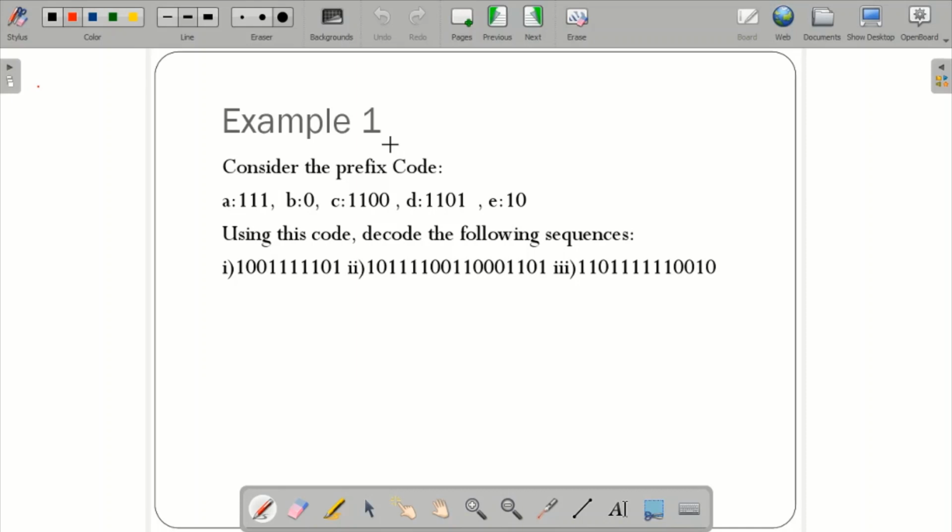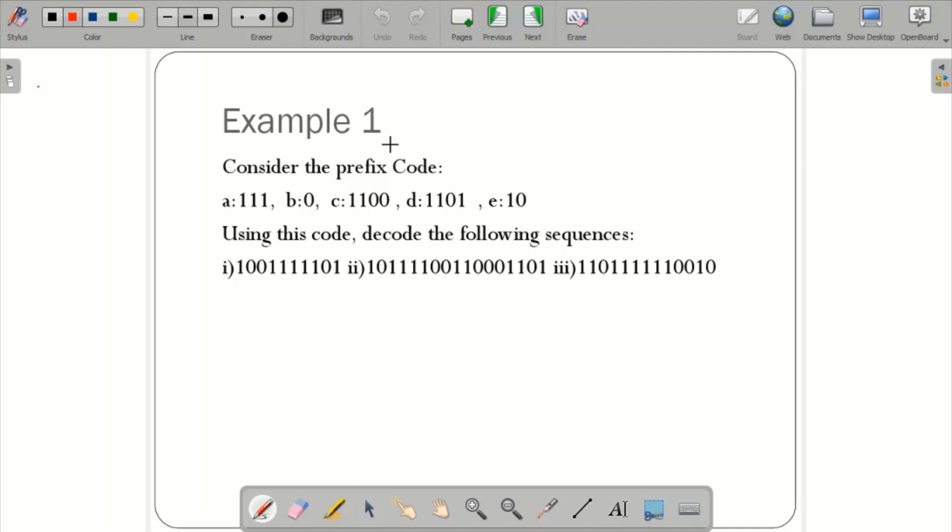So the meaning of prefix code is that no sequence in P is the prefix of any other sequence in P. For example, let us consider this set, P1: 10, 0, 1101, 111, followed by 1100. This is one set. And let the second set be P2: 0, 1, 0, 1, 0, 1, 0 and 1. Let these be the two sequences.